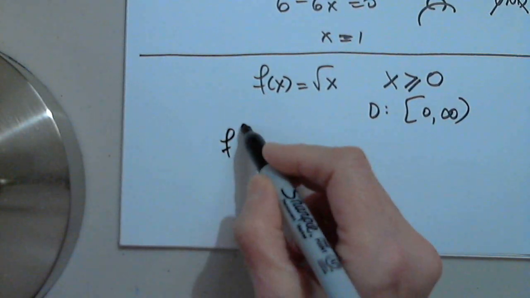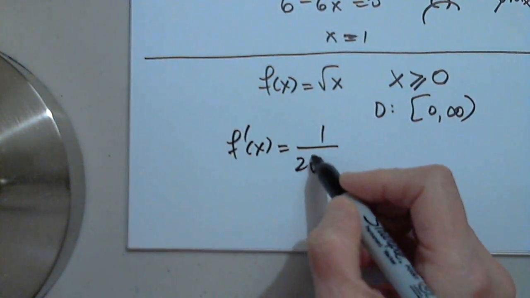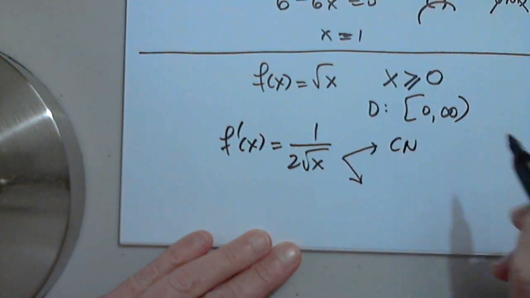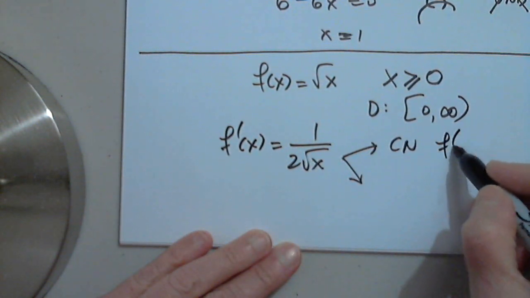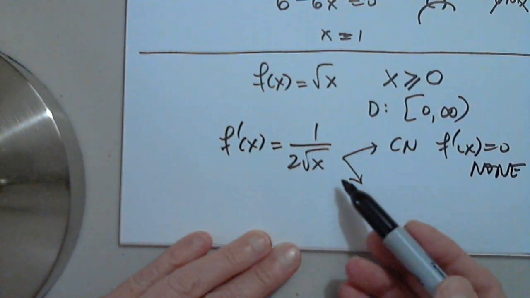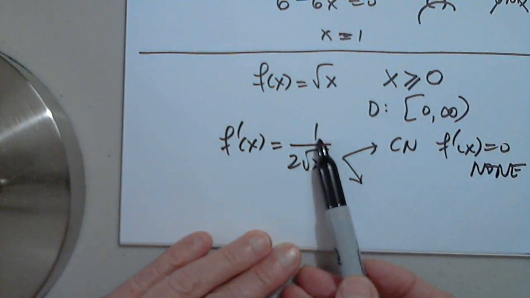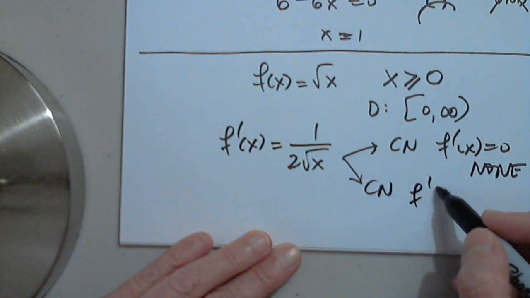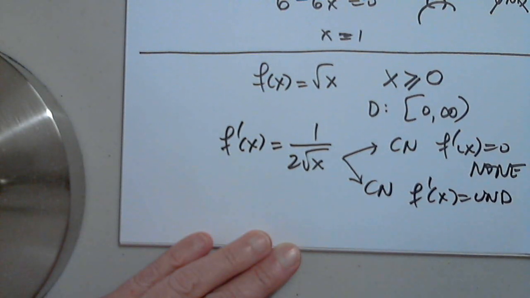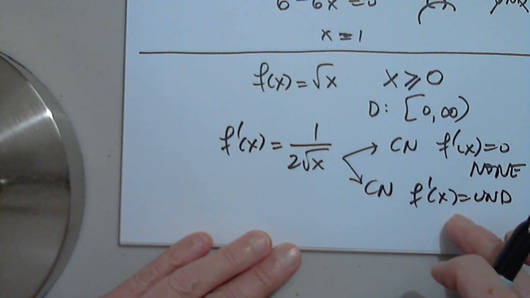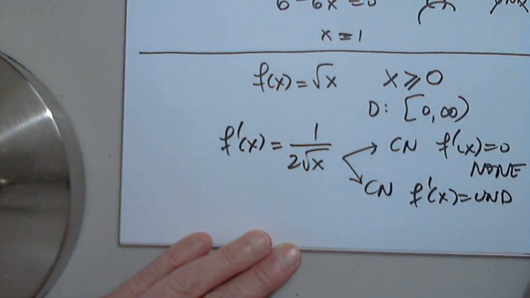But when you determine f prime of x, you get 1 over 2 the square root of x. Critical numbers come from f prime of x being 0: none. How come? A fraction is 0 when the numerator is 0, but the numerator cannot be 0, it's 1. And critical numbers come from f prime of x being undefined, where the function exists. Because if this is undefined where the function doesn't exist, who cares? There is no max or min there.